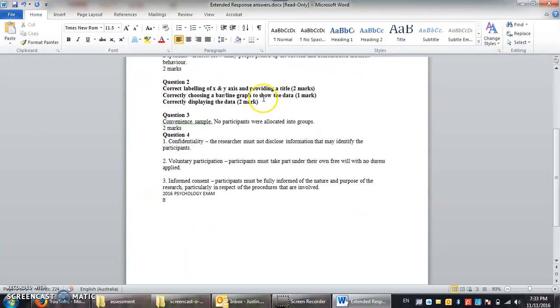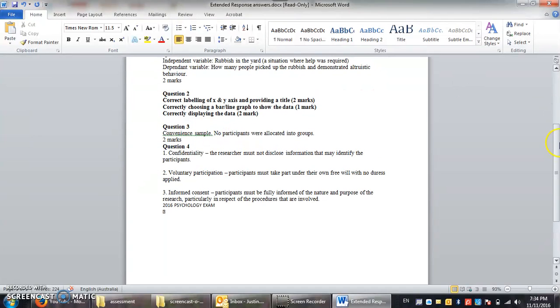Question 2 related to creating a graph to show the data, and I put a rough guide there of how the graph was marked. So you needed to correctly label the X and Y axis and provide a title. You needed to choose the correct bar graph to show the data, and you needed to correctly display the data, 2 marks. So you had to make sure that it was easy to read and easy to understand.